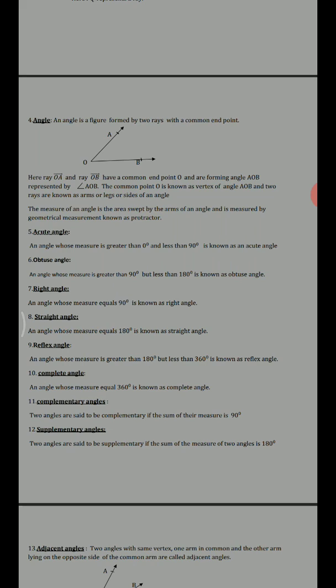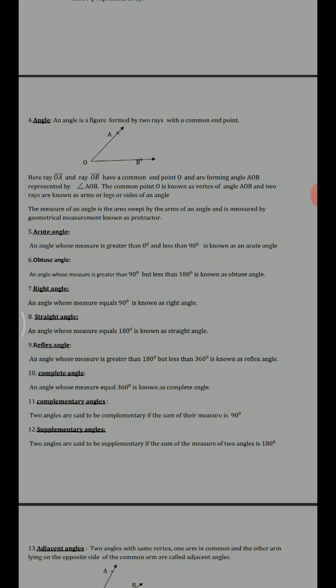A right angle. An angle whose measure is exactly 90 degree, we call it as a right angle. Number 8, straight angle. An angle whose measure equals 180 degree is known as straight angle. Dear students, you must remember our line also makes a straight angle, and the measure of the straight angle is 180 degree.